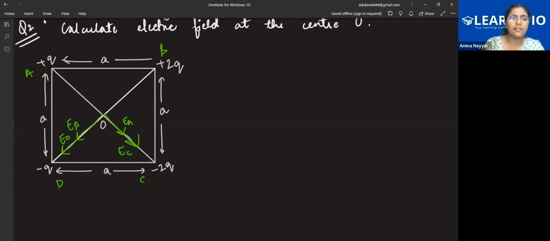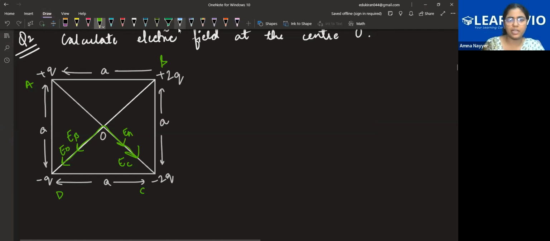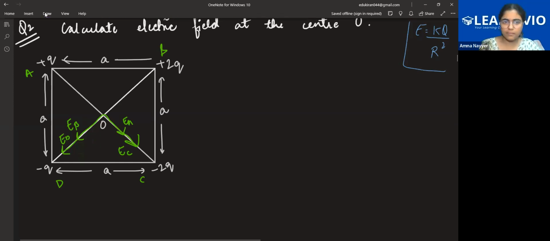What is the generalized formula of electric field from class 12? You know it is E is equal to K Q by R square. This is the formula of electric field for a point charge. It means we use this formula for each of these charges. So is there any difficulty in using this formula? See, K is a constant, so K is present everywhere. We don't have to find out K, right?